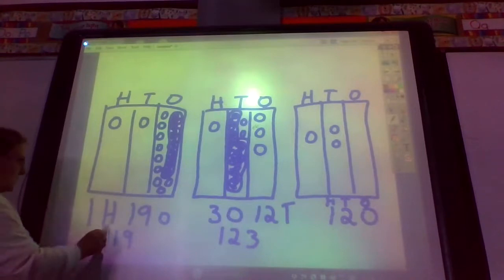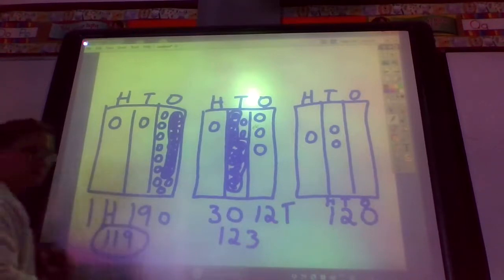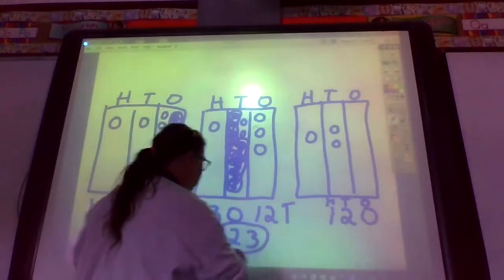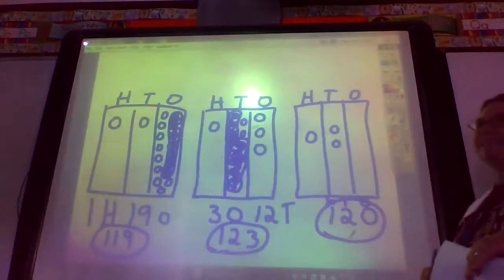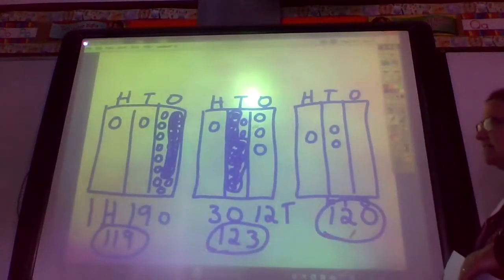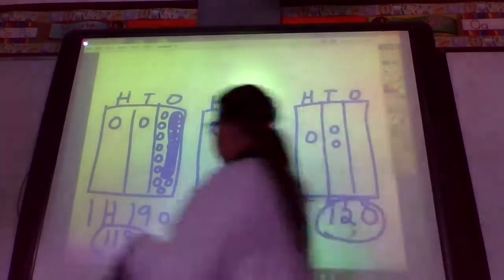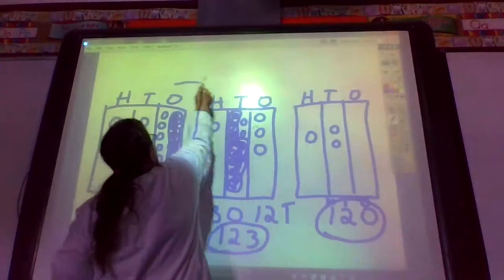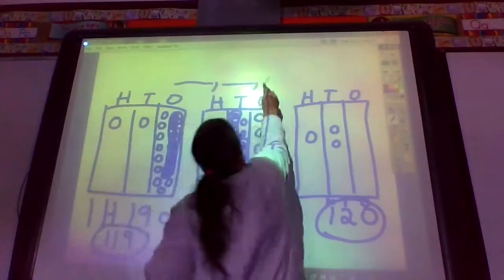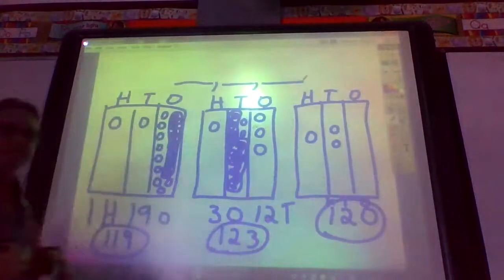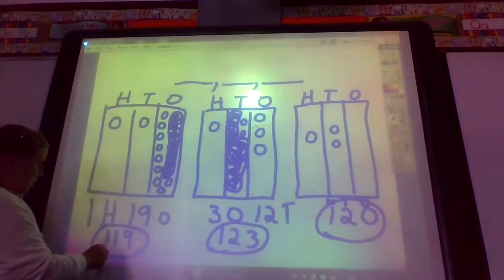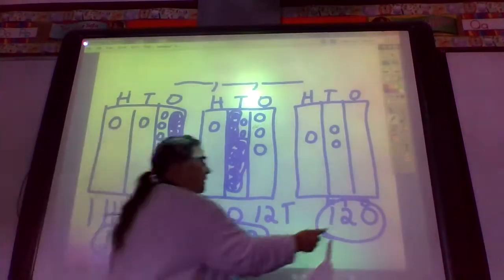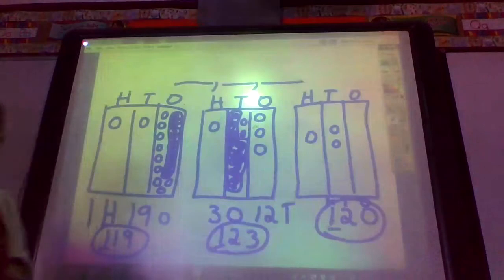So I'm looking at this number, 119, this number, 123, and this number, 120, to put from least to greatest. Okay? Well, let's put these. I'm going to go from least to greatest. Little to big. I'm going to look at the first number. Here's a 1. Here's a 1. Here's a 1. Oh my goodness, it's just like putting things in ABC order.